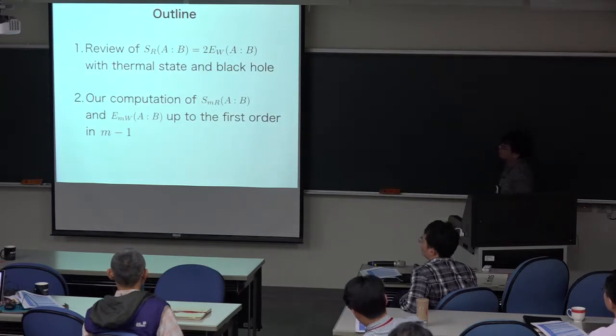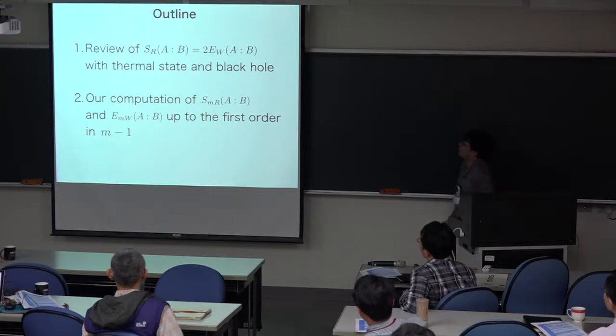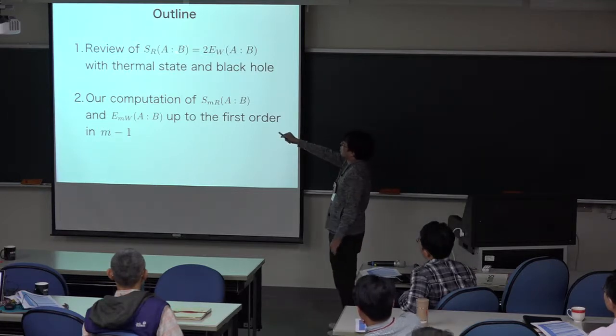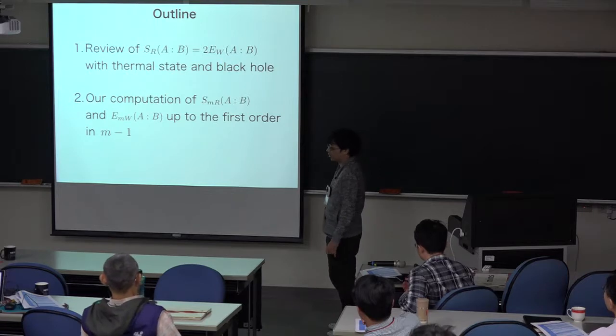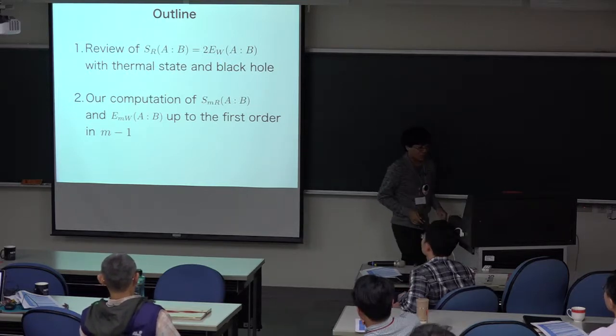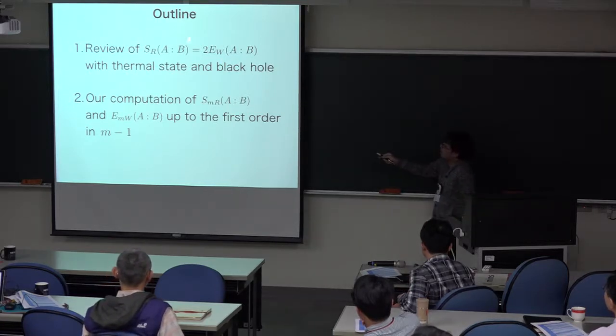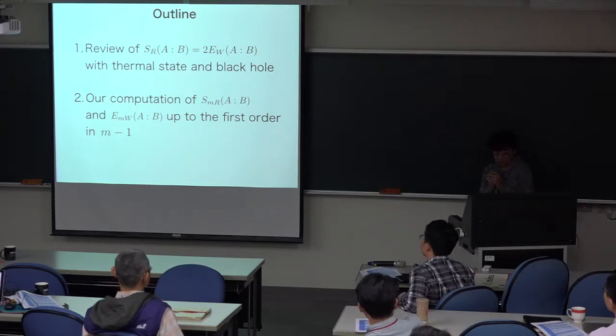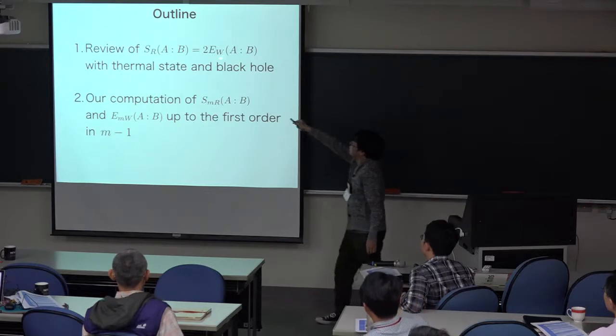Okay, so next I will review the holographic duality between reflected entropy and entanglement wedge cross-section by assuming the duality between thermal state and black hole. In particular, I will explain the meaning of this factor.